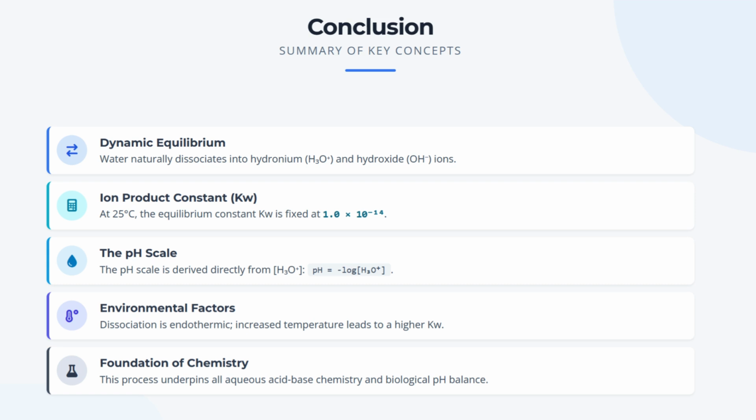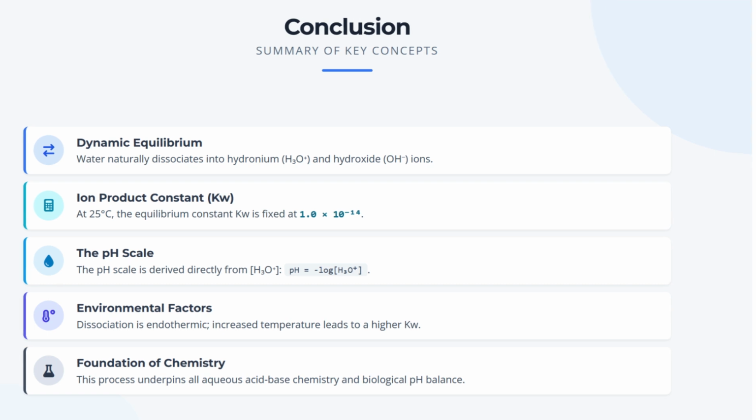hydronium concentration. Environmental factors. Dissociation is endothermic, so increased temperature leads to a higher K_W. And finally, this process is the foundation of chemistry. It underpins all aqueous acid-base chemistry and is vital for biological pH balance.